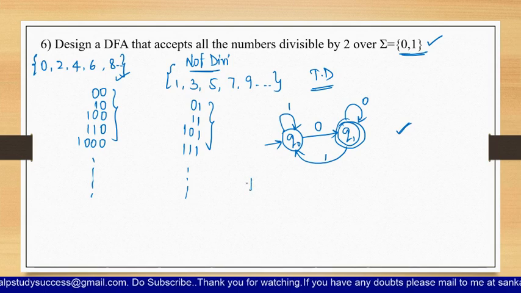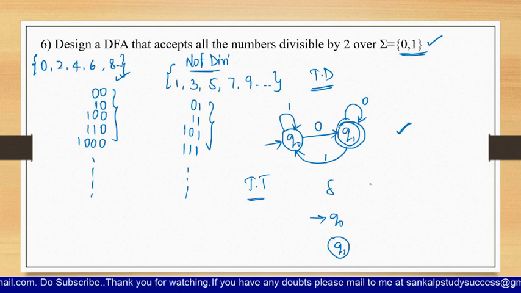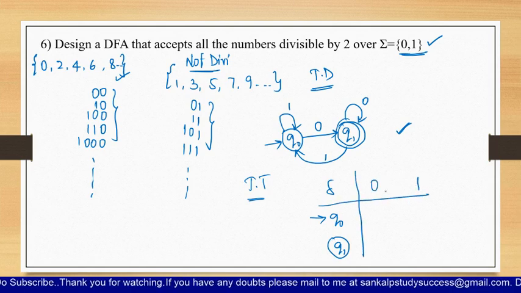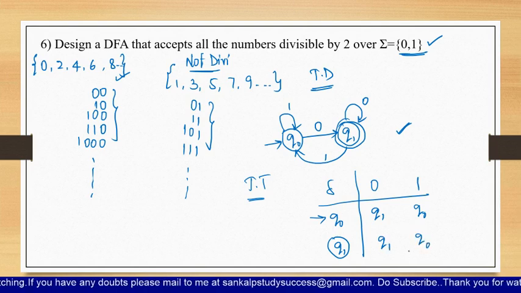Then here we are going to take the transition table. For this transition diagram, we are going to draw the transition table, where Q0 is the initial state and Q1 is the final state, by applying 0 and 1 as the input symbols. If you apply 0 to Q0, it moves to Q1. If you apply 1 to Q0, it moves to Q0. If you apply 0 to Q1, it moves to Q1, and if you apply 1 to Q1, it moves to Q0. So this is the transition table which you get for the numbers divisible by 2.